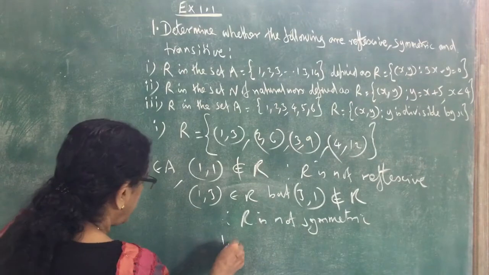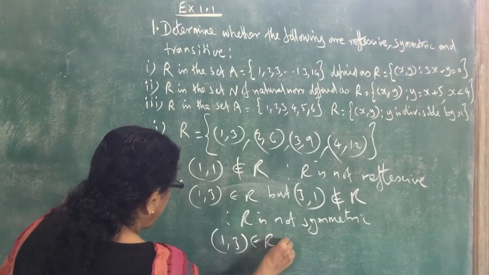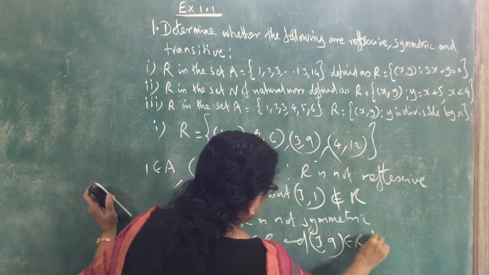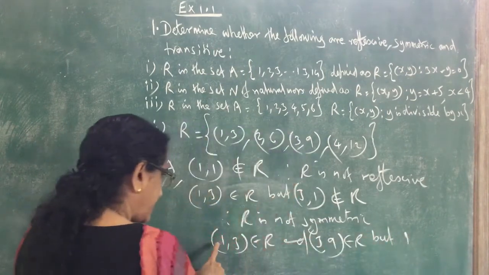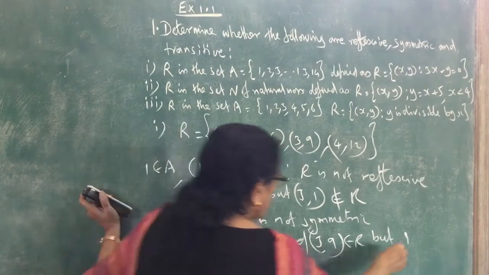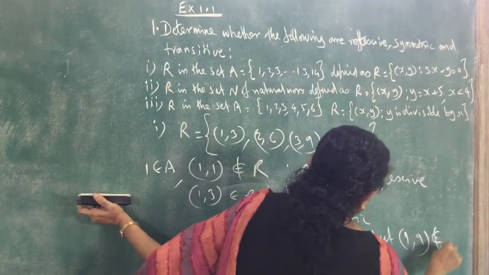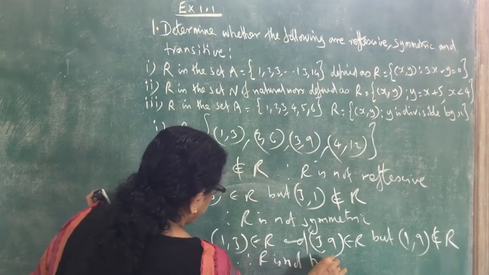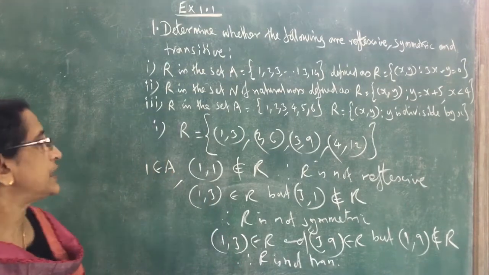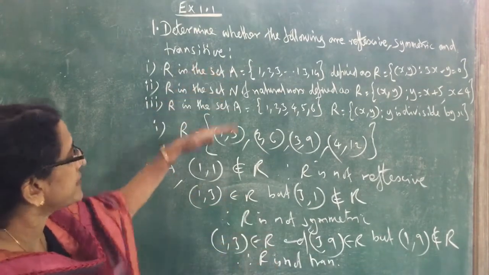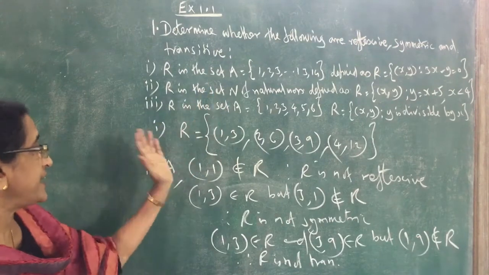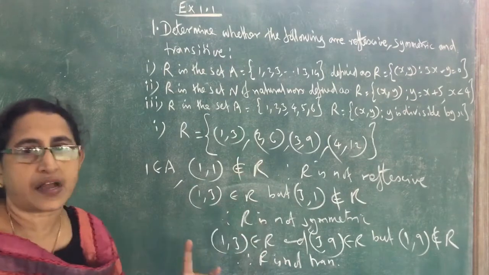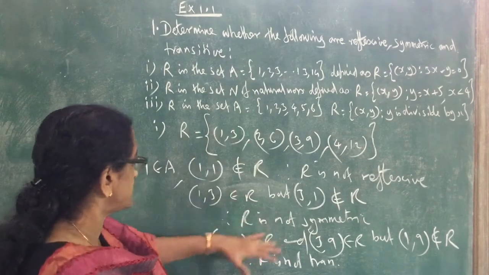So (1, 3) belongs to R and (3, 9) is an element of R. But (1, 9), with first element 1 and last element 9, does not belong to R. Therefore, R is not transitive. So only that is enough to write. So this given relation is neither reflexive nor symmetric nor transitive. So just to show with one example, that is how we prove.